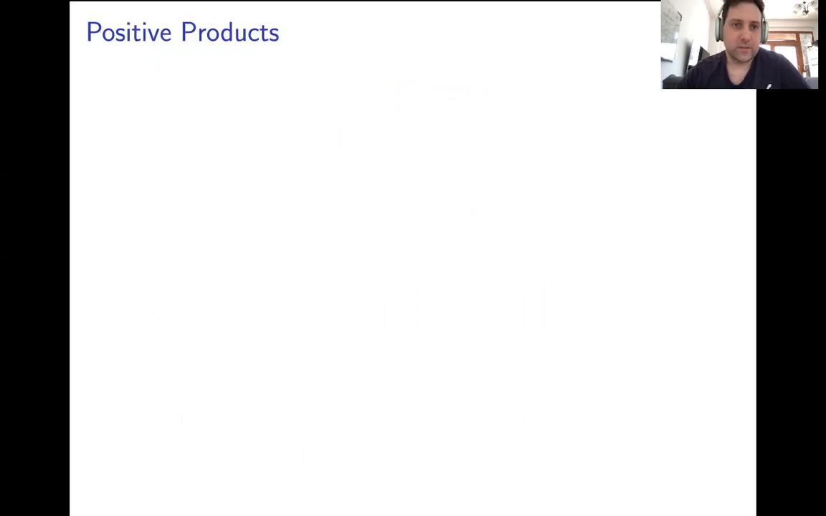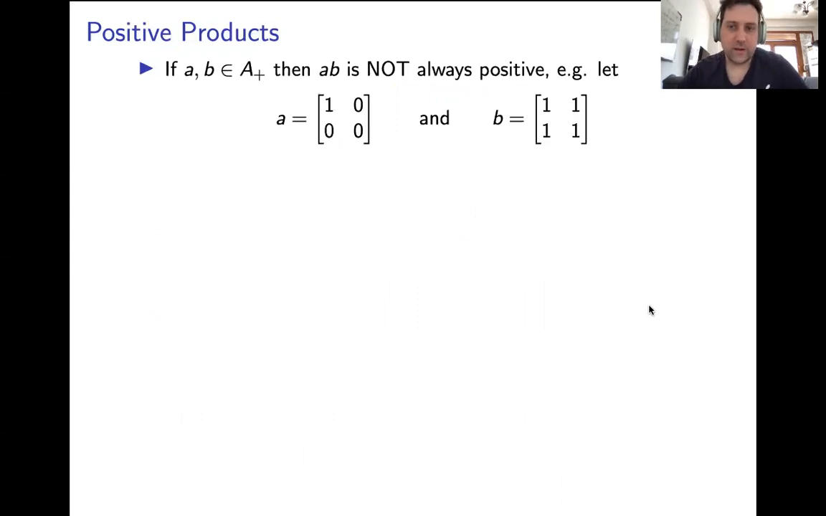So what about products? Well, one key thing to note, the mistake that everybody makes when first learning about C-star algebras, is to assume that a product of positive elements is positive. Because, well, it's true on the real line, and it's very tempting to think it's also true for C-star algebras in general. But unfortunately, this is not the case.